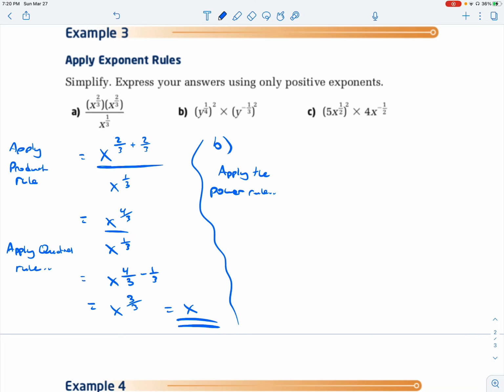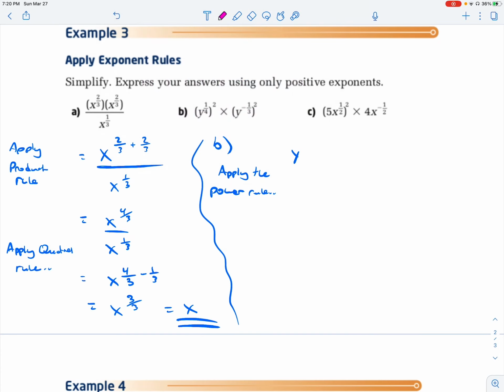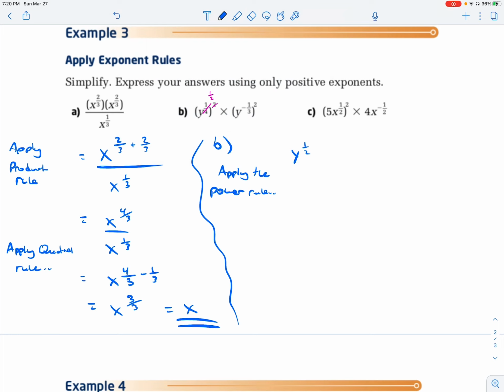So I'm going to have y to the 2/4, which is actually going to be a half. If we multiply 1/4 by 2, we get a half. I'll write that here just to save a little bit of space. And then I have my multiplication times y to the negative 2/3.